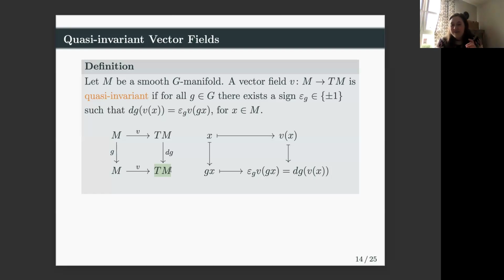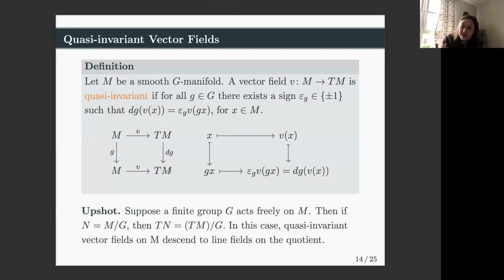Either or. And the upshot of this is that if you have a finite group acting freely on the manifold M, then when you look at the quotient M mod G, the tangent bundle of that quotient can be described as a quotient bundle. And this means that you can look for quasi-invariant vector fields on M. And when you quotient out by G, those things will become line fields on the quotient.